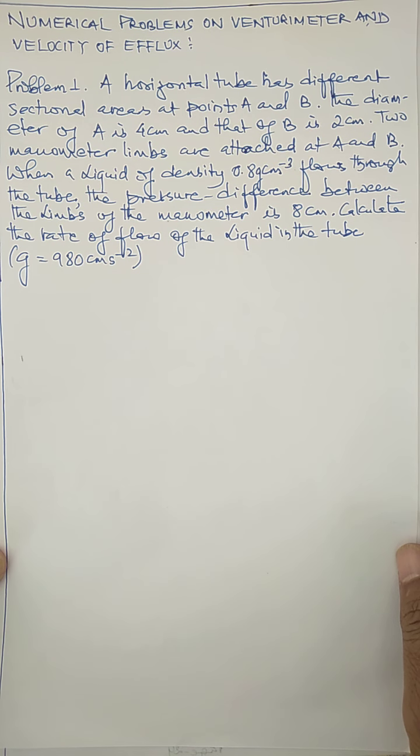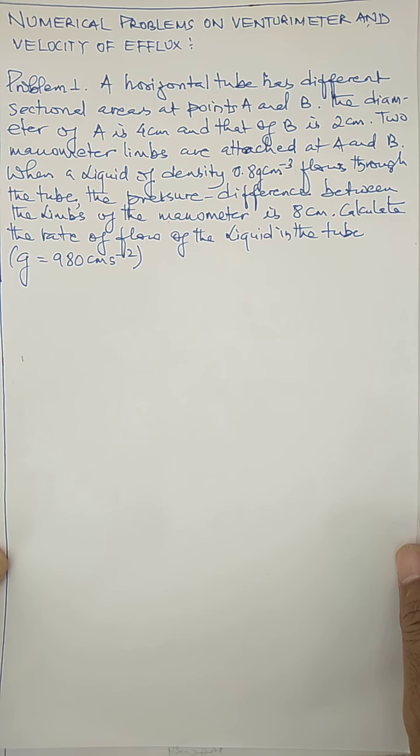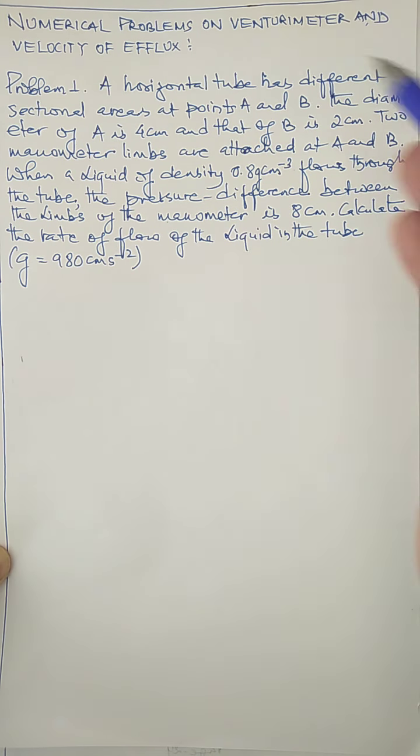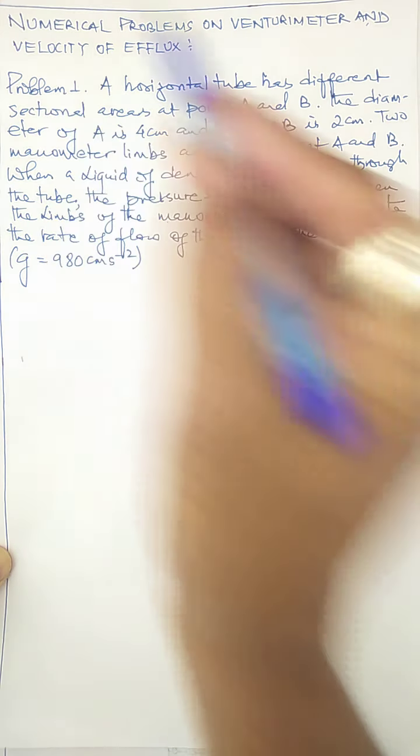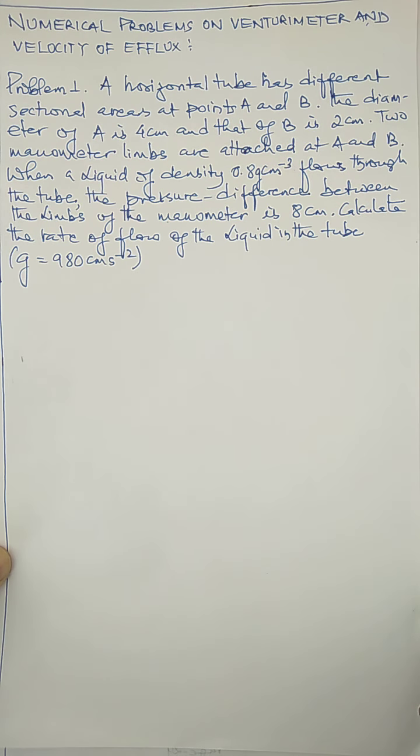Alright, my dear children of class 11 science, we will solve some numericals from the topic that you learned in detail, that is venturimeter and the velocity of efflux. I'll solve only two numericals, one from venturimeter and another for velocity of efflux. These numericals are important also. Now we start with problem number 1, and this is a problem based on venturimeter.